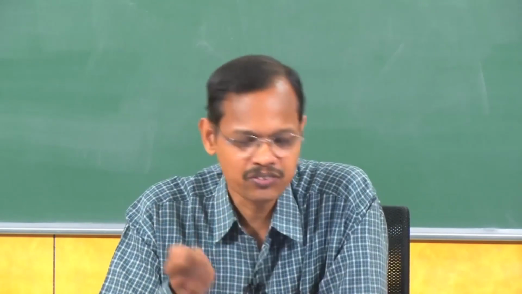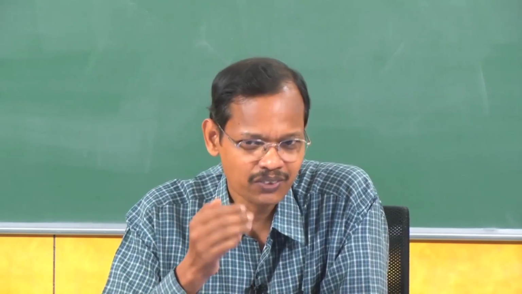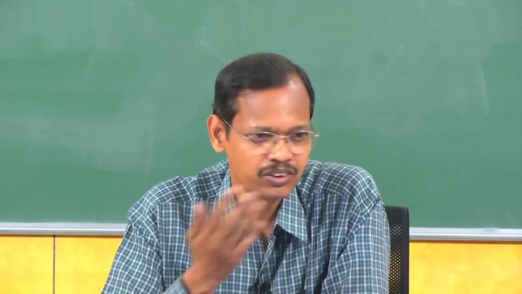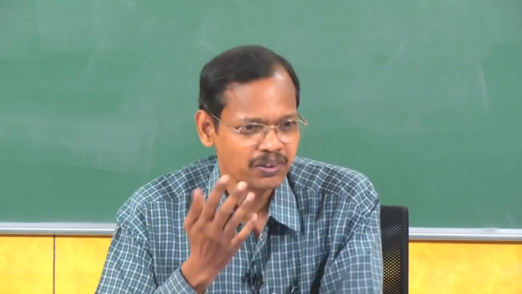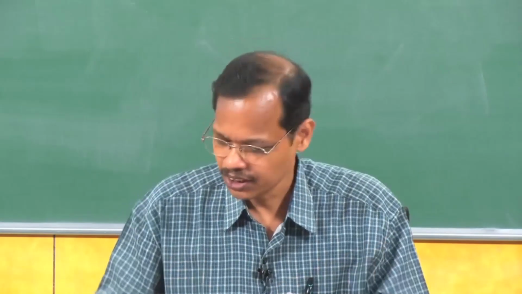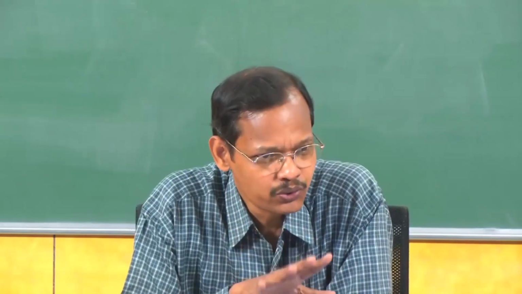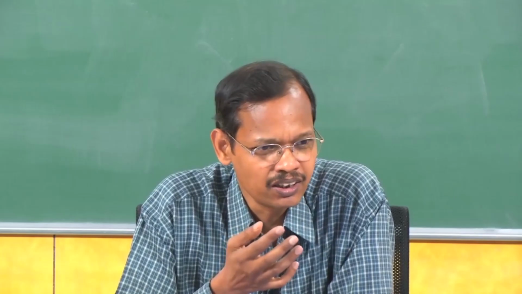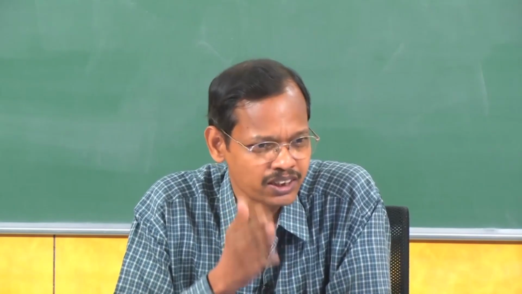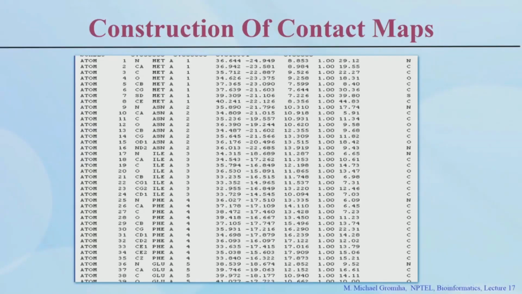right, because we consider only one atom. In the case if you have all atoms, then you can reduce, or you go with 4 angstrom or 5 angstrom, otherwise you will get more number of contacts, right. So, depending upon the atoms you use, either C alpha or C beta or all atoms, you can define a threshold. So, now here these are the coordinates.